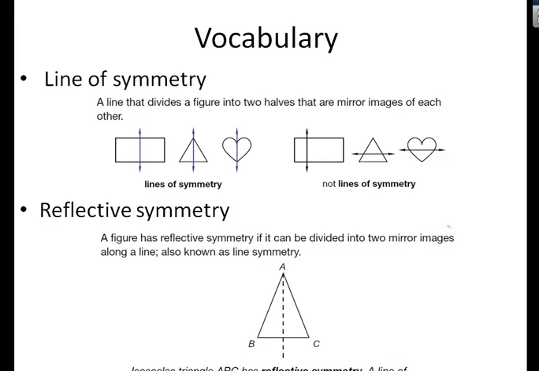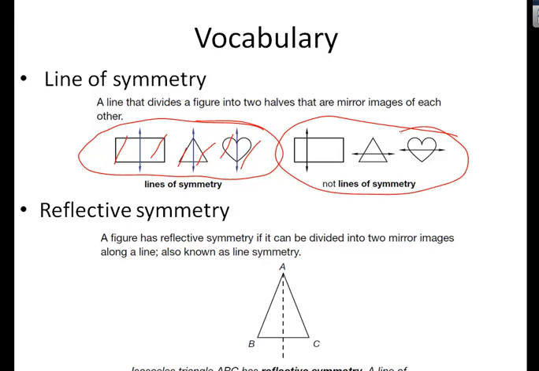For vocabulary, we have the phrase line of symmetry: a line that divides a figure into two halves that are mirror images of each other. That means symmetry. As you can see, each of these has symmetry because each one has an exact half, so that if you were to fold them in half, they would line up, where none of these do. Those do not have lines of symmetry.